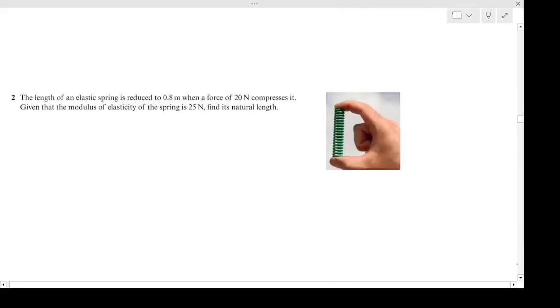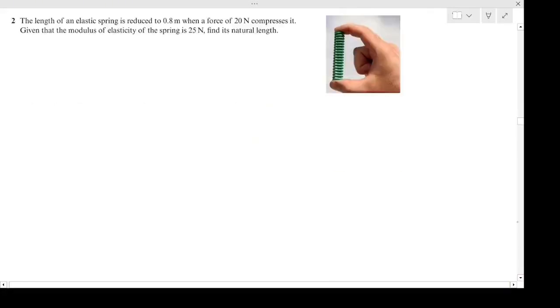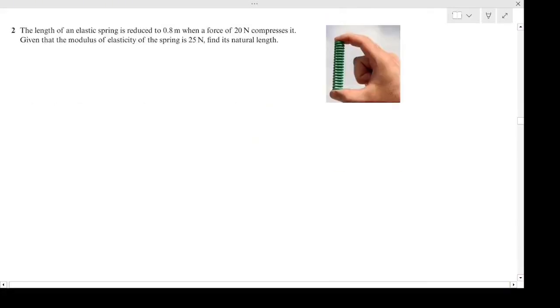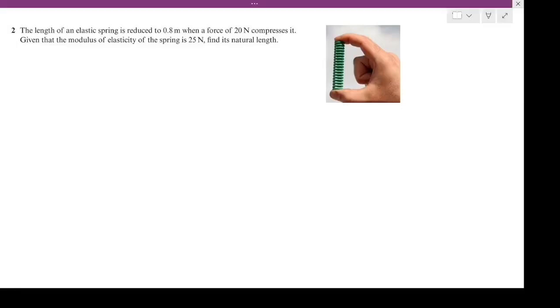Now we've got this question. We're going to be looking at compression, which works in pretty much the same way. Here we're told a length of an elastic spring is reduced to 0.8 meters when a force of 20 newtons compresses it. Given that the modulus of elasticity is 25, find the natural length.